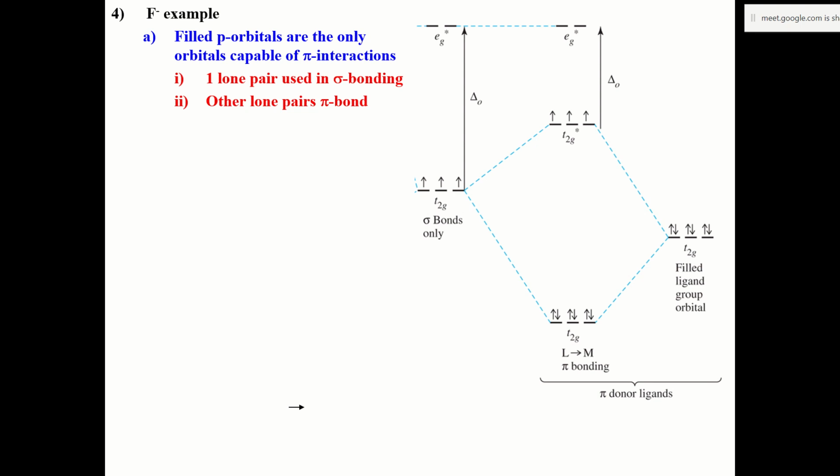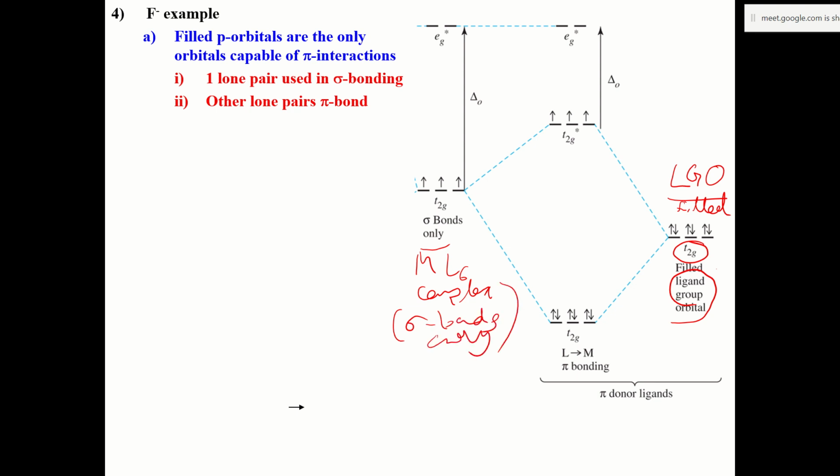Now there could be a second type of example, which we should also consider. Suppose the ligand group orbitals are filled. If they are filled, it is the reverse situation: the ligand group orbitals are filled already, and you have a T2G set on the ligand which is filled. In the previous case, we considered the ligand group T2G set to be empty. If they are filled, the T2G set here in the ML6 complex with sigma bonds only, that situation we had already discussed in the previous diagram.